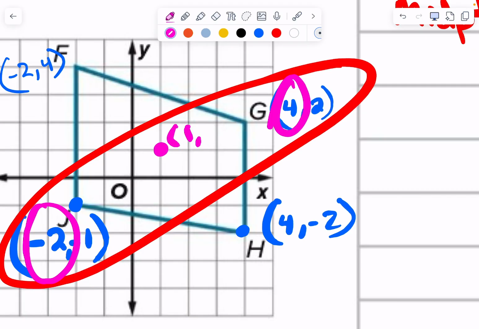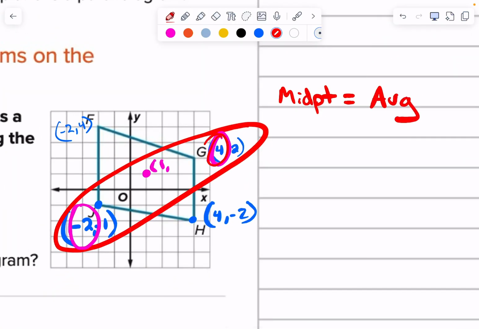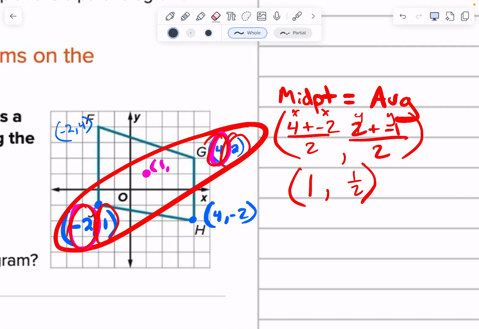We're adding 4 plus a -2 divided by 2, right? And then we do 2 plus a -1 divided by 2. This is the x coordinates, and these are the y coordinates. Okay, 4 plus a -2 divided by 2 is 1. 2 plus a negative 1 is 1 divided by 2, so that's a half. So he is the point 1 comma 1 half.